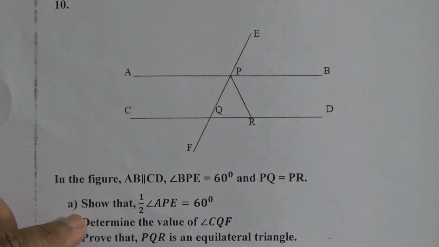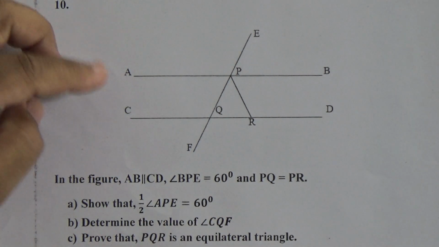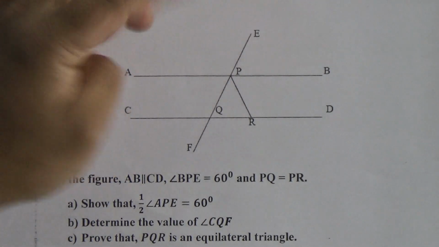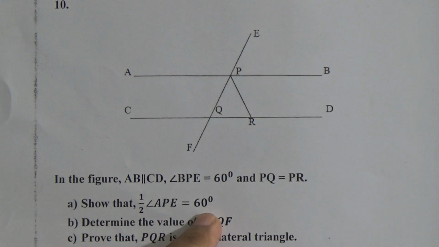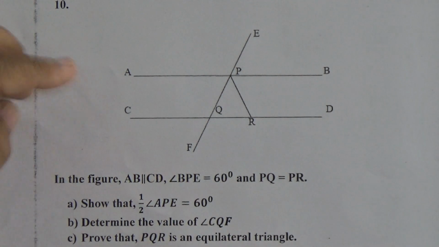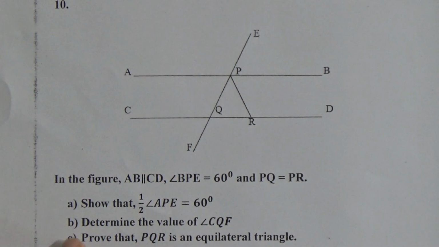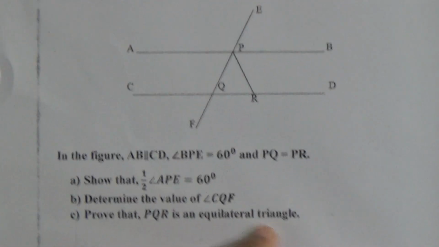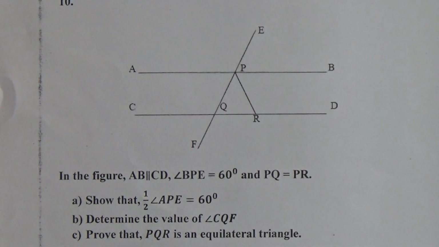Now activity A is: show that half of angle APE equals 60 degrees. That means we need to find angle APE, then multiply its value by half, and we will get 60 degrees. Activity B is: determine the value of angle CQF. Activity C is: prove that triangle PQR is an equilateral triangle.